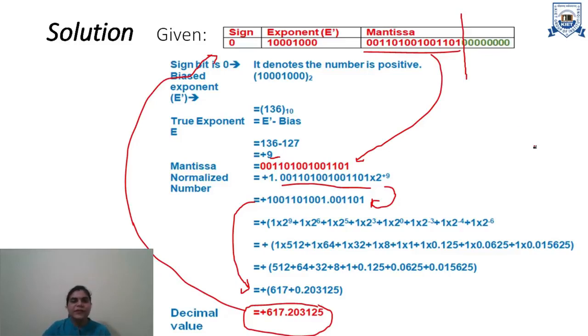First of all, we will see the sign of the number. It is 0, so it denotes positive. So we put the positive sign. Now the biased exponent is given. We will calculate the decimal equivalent of this bias. Next, we will calculate the true exponent. Now we take the mantissa part from the mantissa field. Now we can write the normalized form of this number. We will simplify this number and convert it into a decimal number. So this is the value represented by this given binary floating point representation.